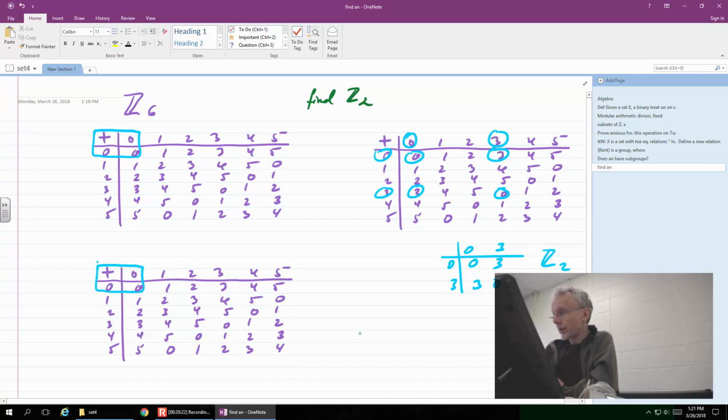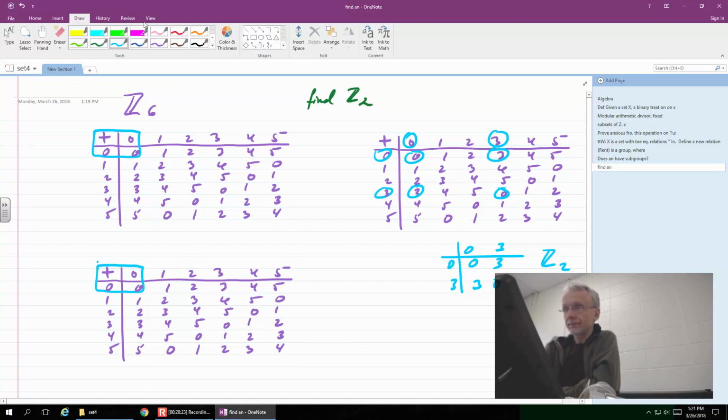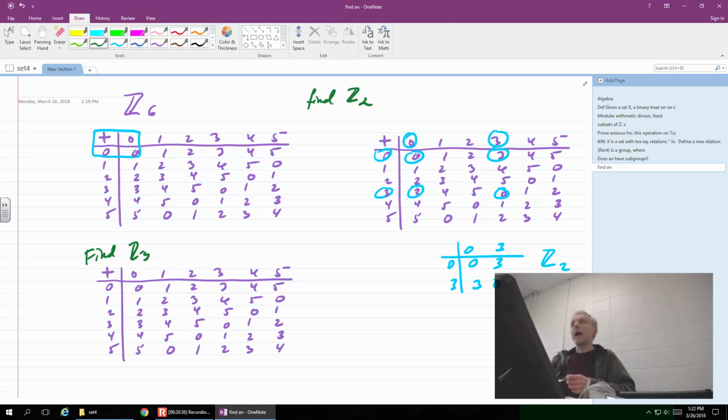What about Z3? Z3 has 3 elements. How do they operate? 1 plus 1 is 2. 2 plus 1 is 0, like that. So the similarity between all those groups is that they're cyclic.